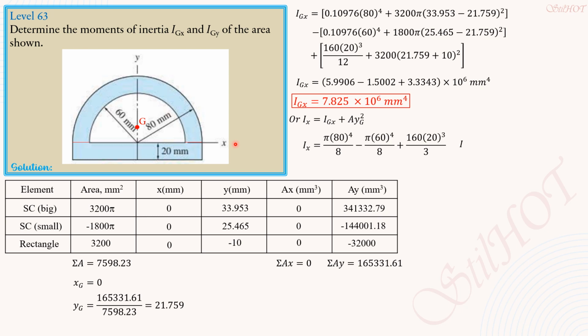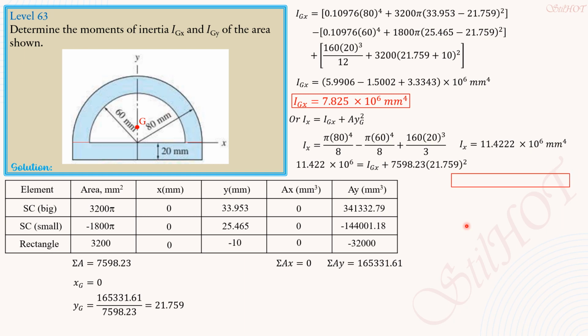So Ix is equal to 11.4222 times 10 to the 6 mm to the fourth, then equate it to IGX plus area 7598.23 times YG, 21.759 square. So the result would be still 7.825 times 10 to the 6 mm to the fourth.